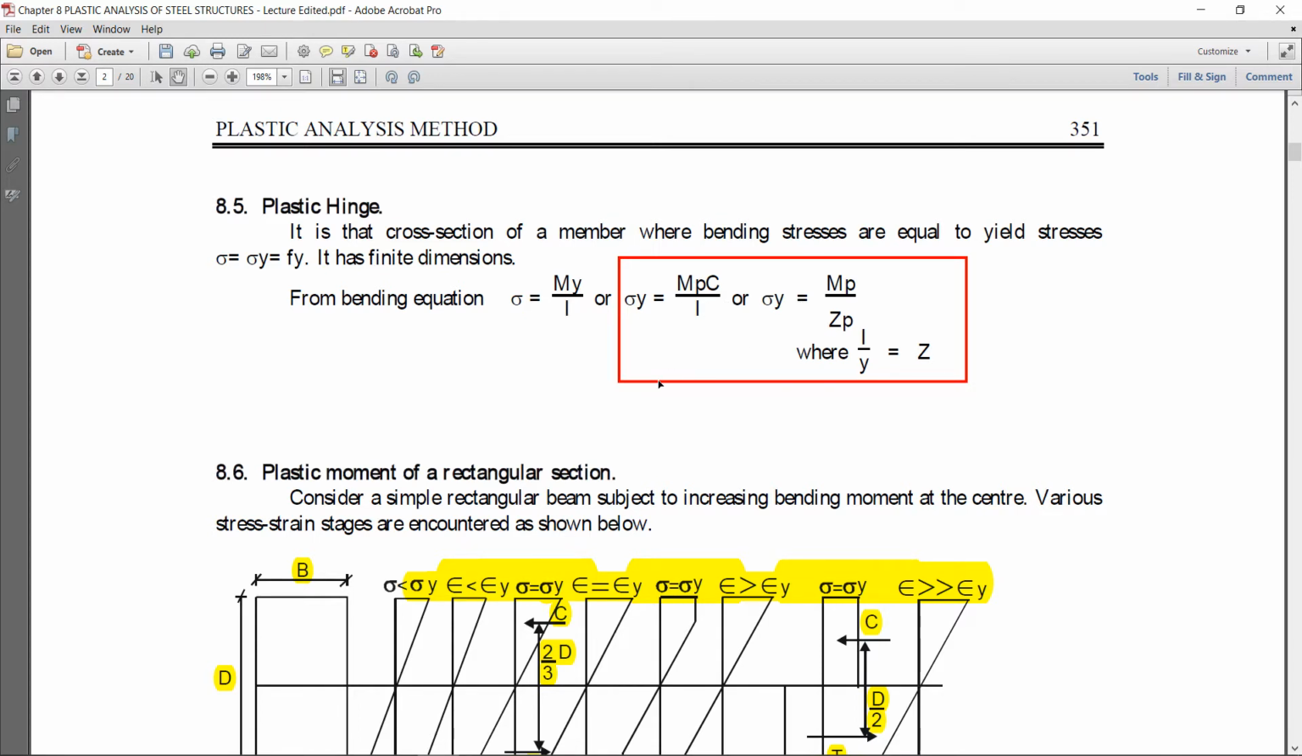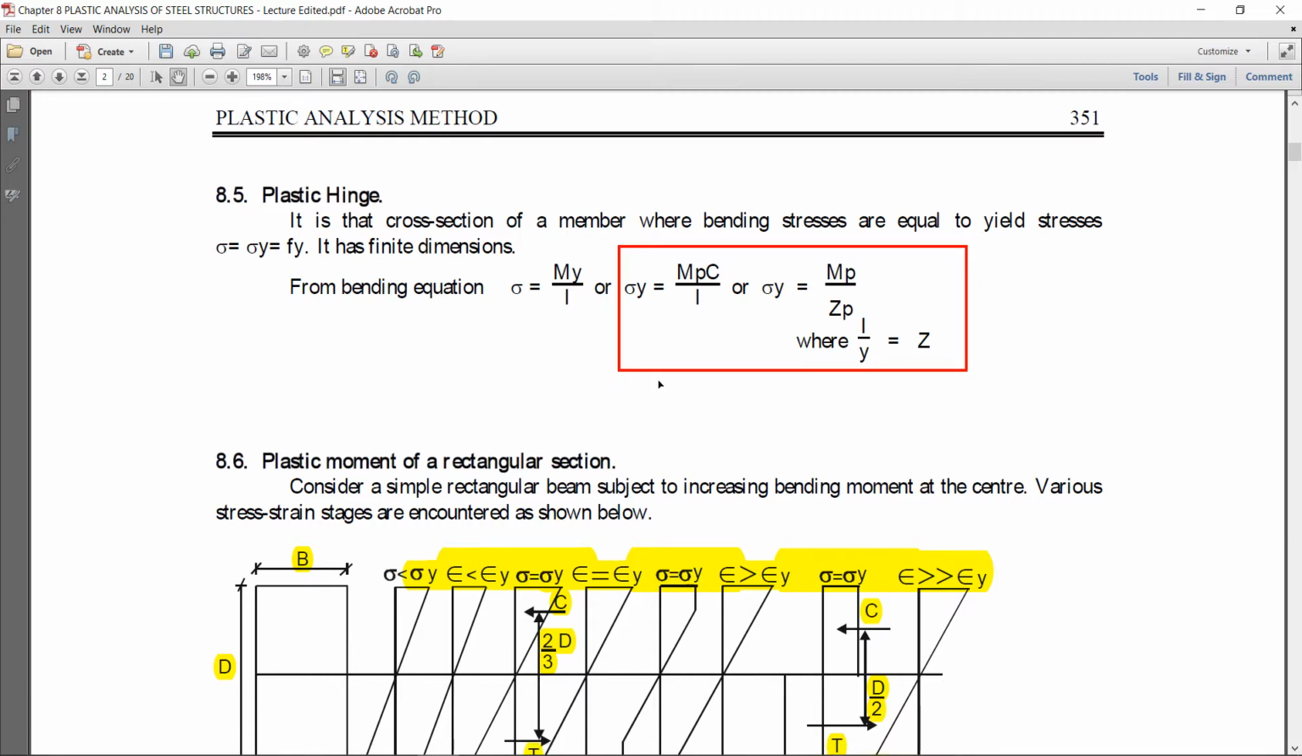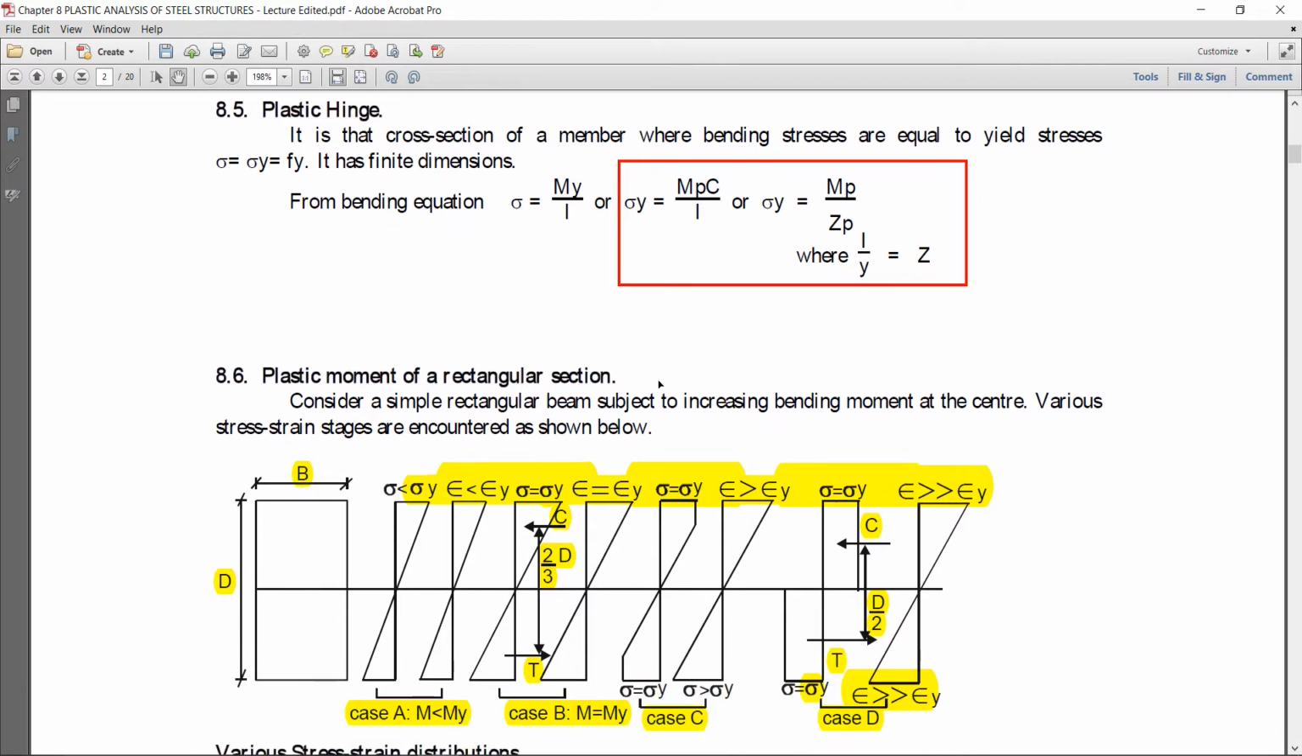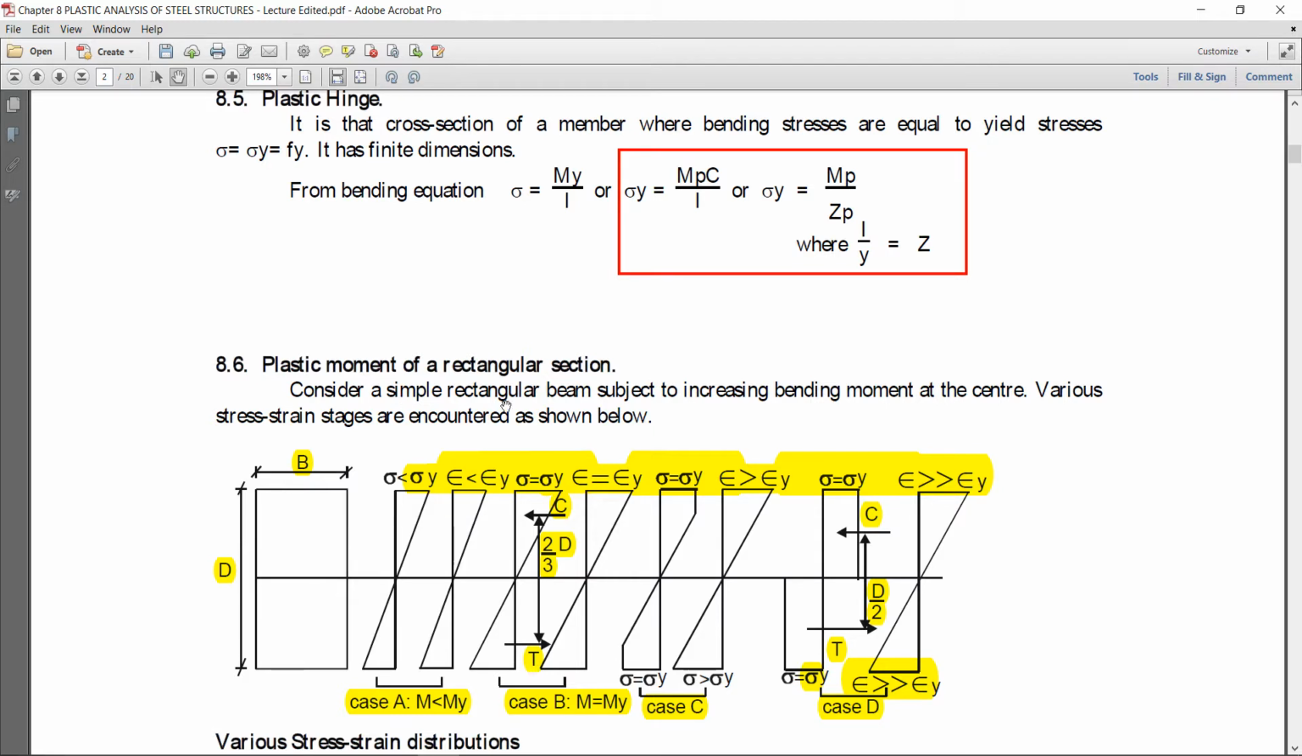Now the history of loading in the rectangular section. Consider a simple rectangular beam subject to increasing bending moment at the center. Various stress-strain stages are encountered as shown. Okay, four cases are shown: case A, case B, case C, case D.